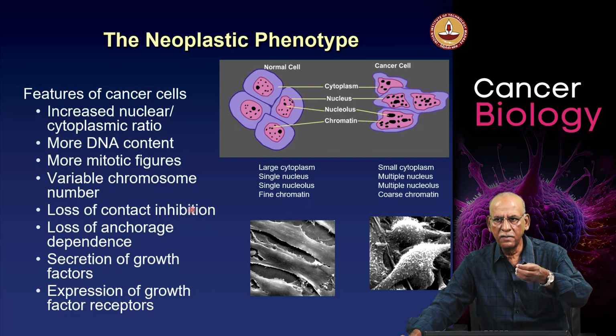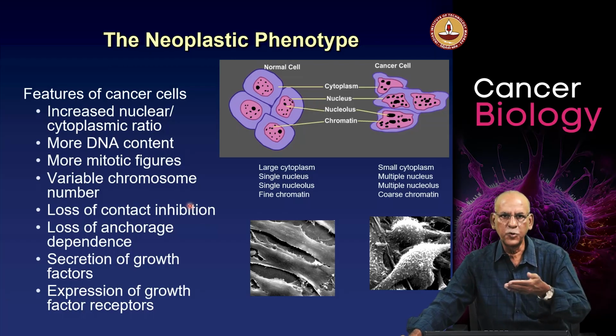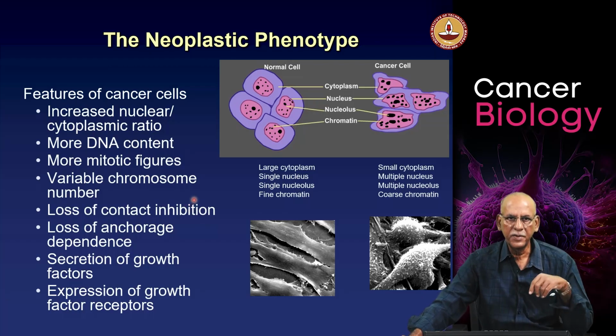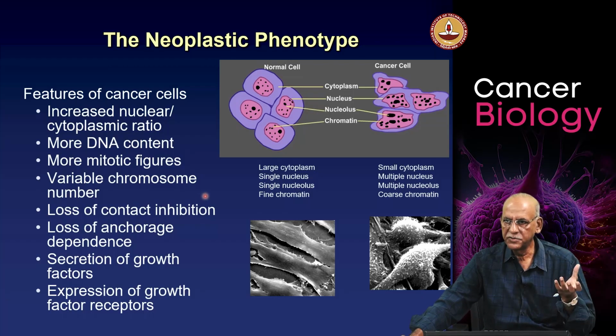The loss of contact inhibition, you call that for a different purpose, since normal cells depend on some surface to grow. For example, if you put them in a petri dish or in a test tube or whatever, they will grow, but they need that surface to grow.